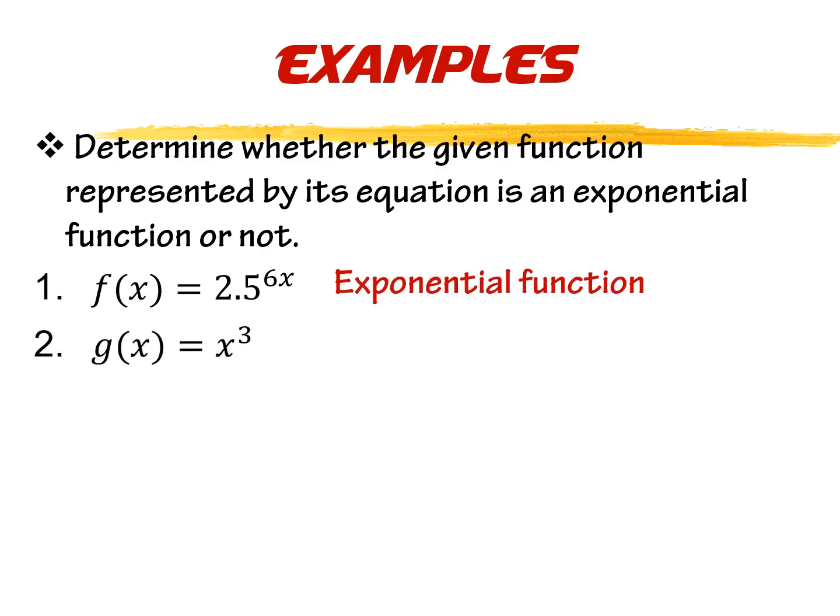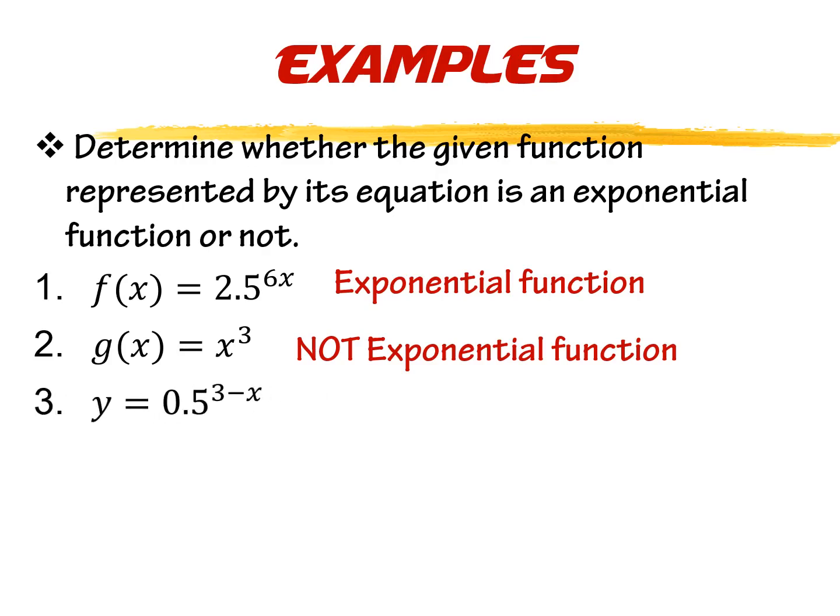Number 2, you have g of x is equal to x raised to 3. So here your base is x and your exponent is 3. And x is not a number greater than 0. It is a variable. So therefore, this is not an exponential function. Okay, number 3, you have y is equal to 0.5 raised to 3 minus x. So again, your base here is 0.5. 0.5 is still greater than 0. And you have the exponent that contains the variable x, which is 3 minus x. So again, number 3 is an exponential function.